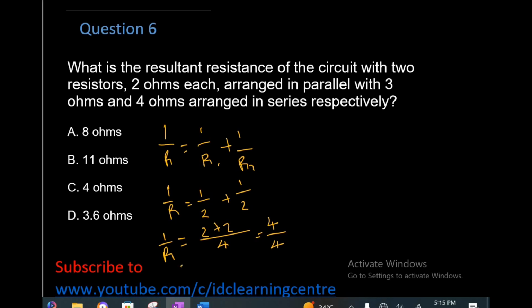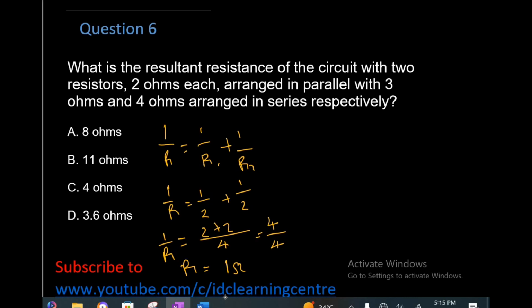So we are looking for R, not 1 over R. To find R now, we have to take the inverse of this fraction. The inverse of 4 over 4 is the same thing as 4 over 4. When you divide this, you're going to have your R as 1 ohm. So this is the resultant of the resistors in parallel.